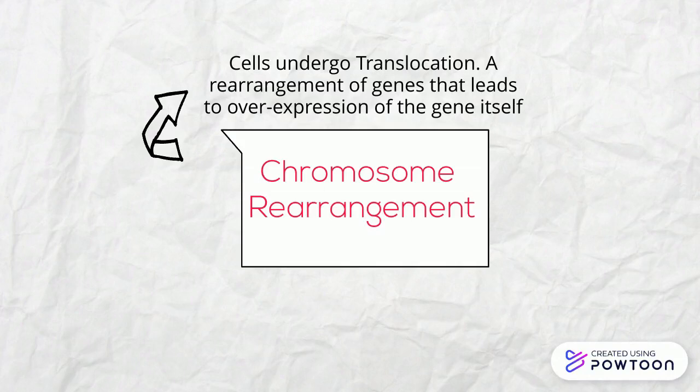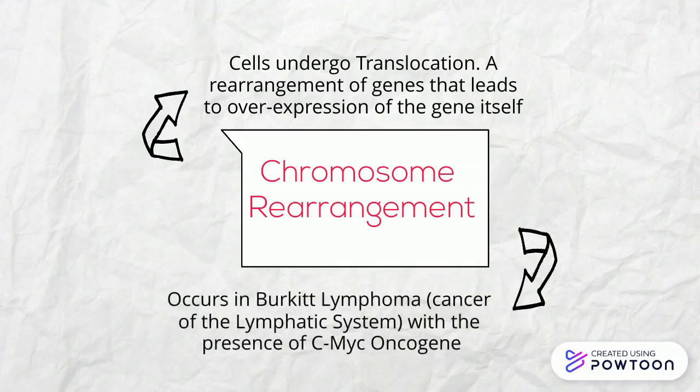This occurs in Burkitt's lymphoma, that is, cancer of the lymphatic system. In Burkitt's lymphoma, chromosome 8 fuses with chromosome 14, which leads to the presence of the MYC oncogene.